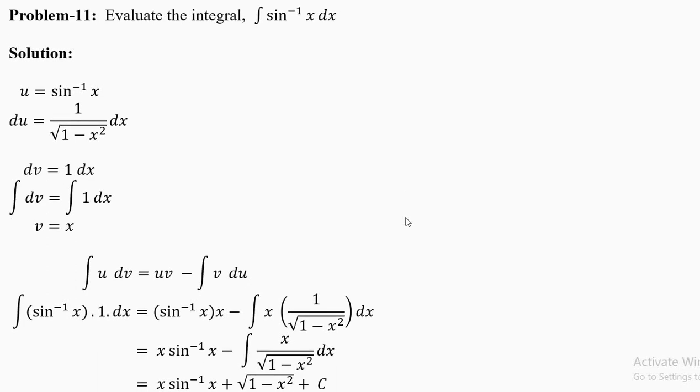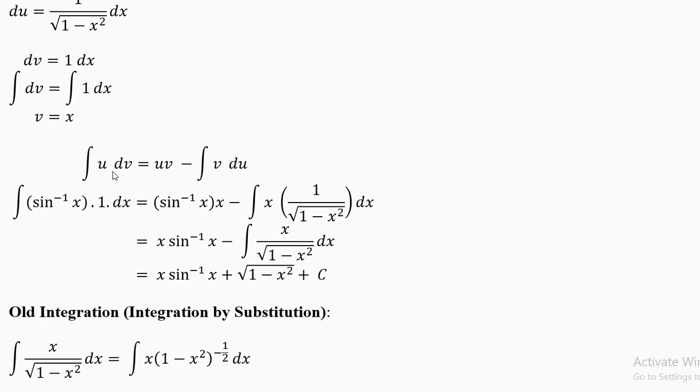Same thing happens for sine inverse x. Put u equal to sine inverse x, put dv equal to 1 dx, v equal to x, derivative of sine inverse x is 1 divided by 1 minus x square under the root. Now integration is sine inverse x, write 1 here for your understanding, and u equal to sine inverse x, v equal to x, and inside the integration you have v du, v equal to x, du equal to 1 divided by square root of 1 minus x square.